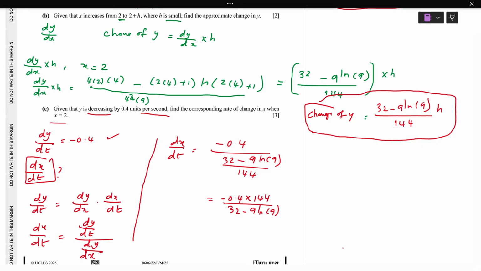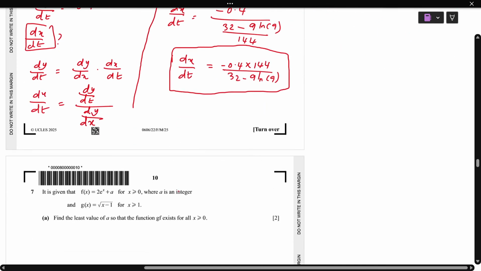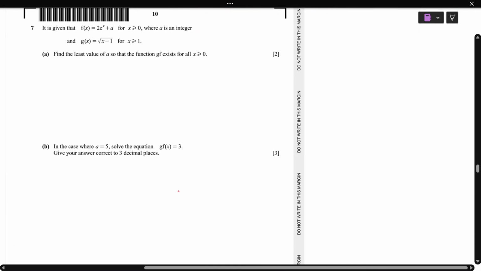Okay, that's the final answer for us. Only they asked dx by dt. So change in a, find the corresponding rate of change in x. This is the final answer for us. Okay, let's go for the next question.